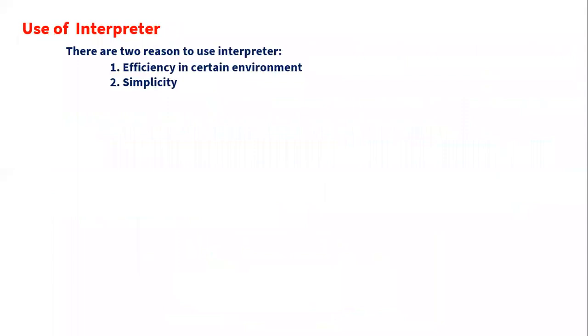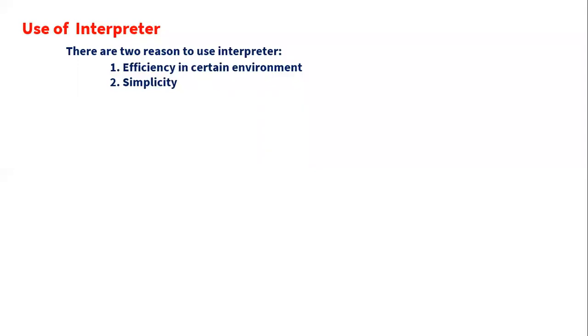Now here, why can we use the interpreter? We can consider there are two reasons to use the interpreter. First one is efficiency in a certain environment, and second thing is nothing but the simplicity. The interpreter can be considered in a certain environment, in the sense that we can consider small programs. In that small program we can consider the interpreter. There is no necessity for the compiler. Okay, now at that particular location it is very efficient. That's why we can use the interpreter, or the reason behind using the interpreter.